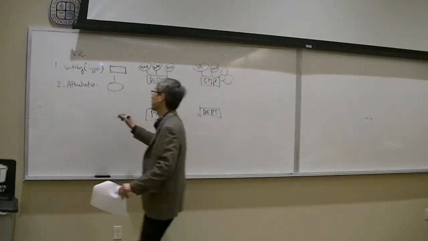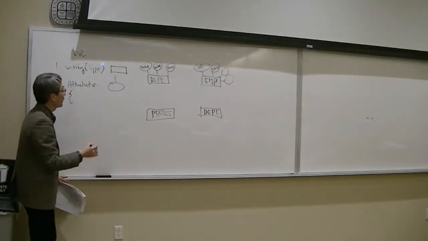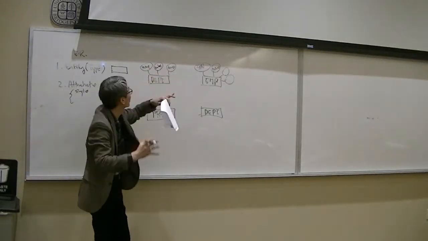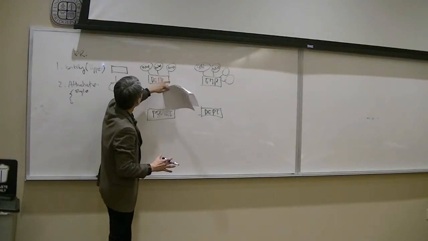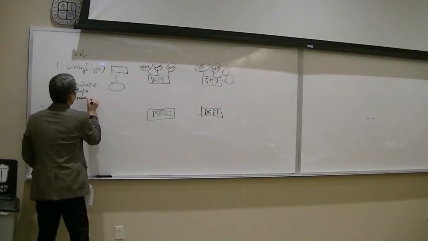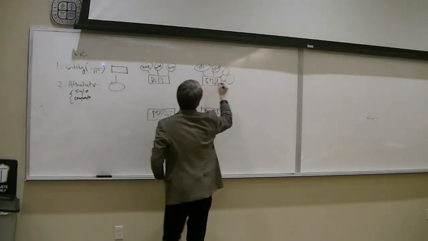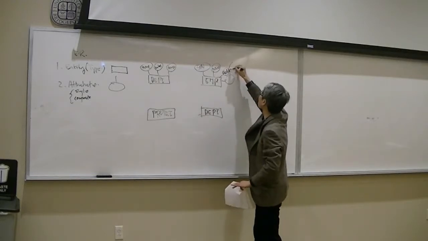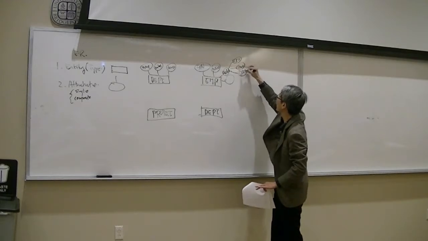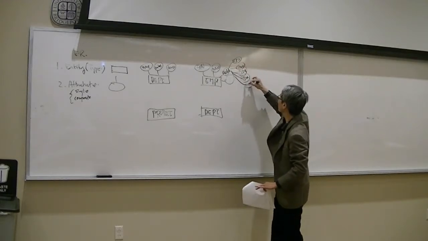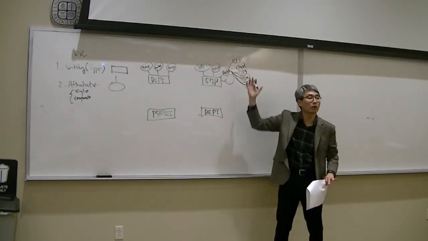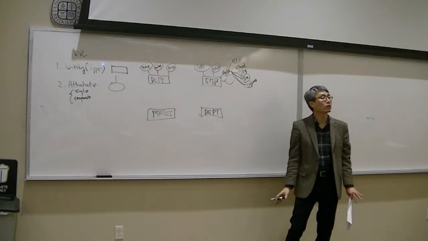There are different types of attributes we can identify. First is a single attribute. Name is one attribute, one value. And the number is one value, one attribute. Then there is a composite attribute. Composite attribute means, for example, the address. Address consists of the street number, street name, city name, state name, and zip code, like this one. So one attribute consists of a number of other attributes. This is called a composite attribute.